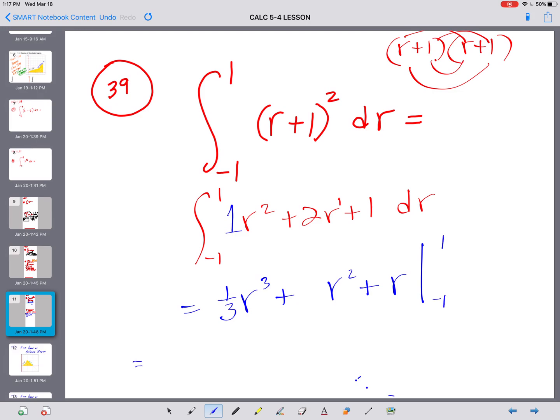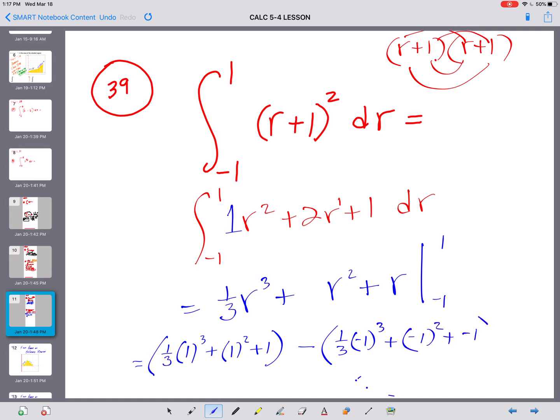Let's start plugging it in. Here we go. Parenthesis, 1/3 times 1 cubed plus 1 squared plus 1, minus parenthesis 1/3 times -1 cubed plus -1 squared plus -1.